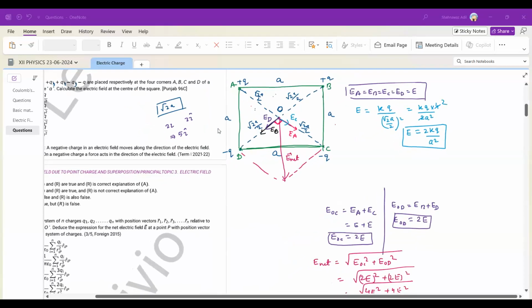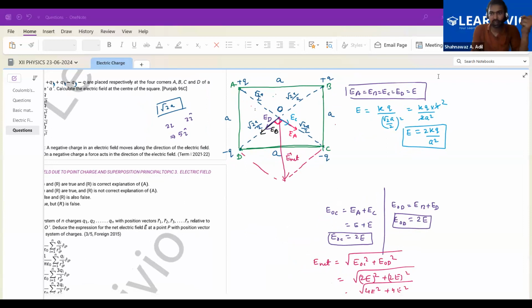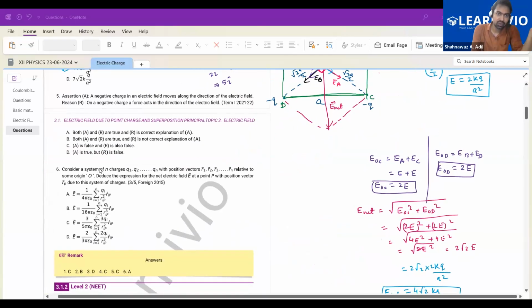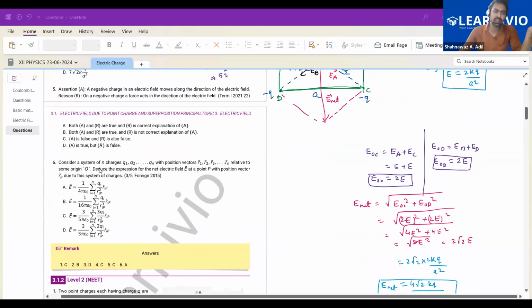So we have calculated the electric field due to a single charge, that is simply kq by r square. Electric field due to multiple charges, that is simply the superposition principle. And there's one more question which is remaining, the sixth one, right? So let's do this one and then we'll talk about the diagram, right?